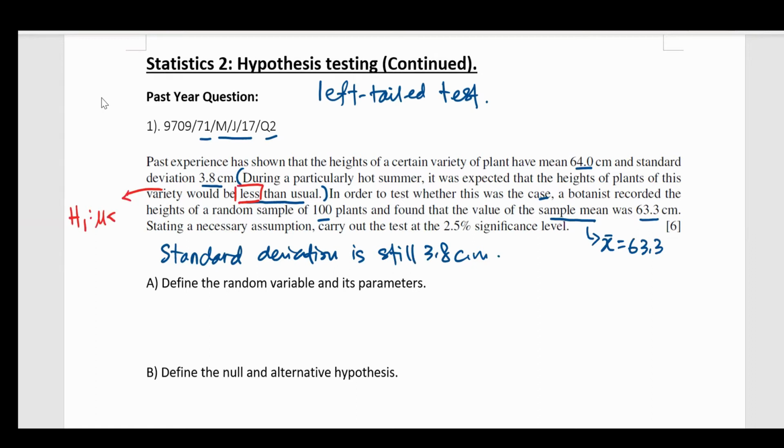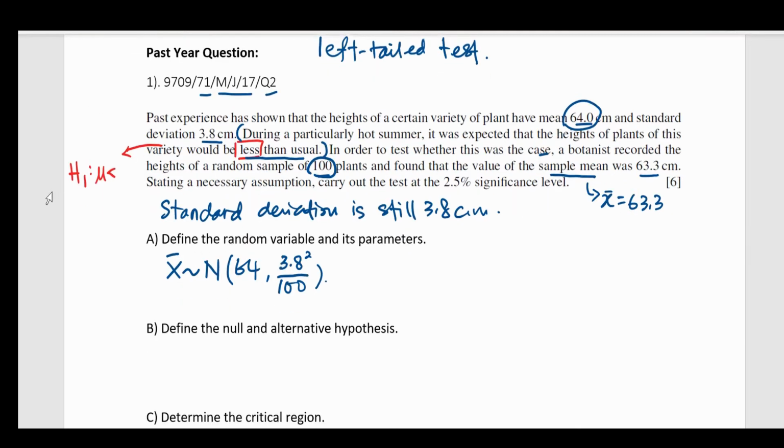Now we have to define the random variable. First step, it has to be the X-bar distribution, and X-bar follows a normal distribution, where the population mean given should be 64 cm, and as we assume the standard deviation remains the same, 3.8 squared. Since we are looking at the sample mean distribution, don't forget that the variance must be divided by the sample size. All right, so that is the first step. We define the random variable.